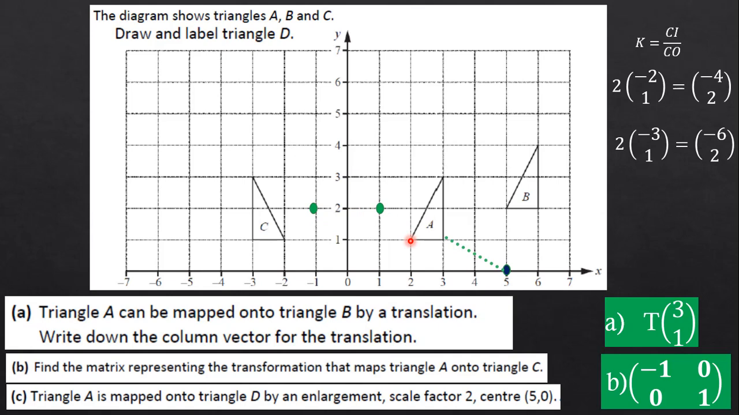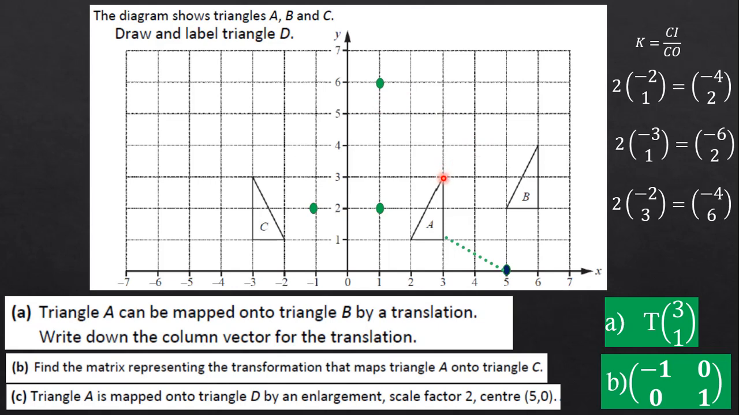Now we are left with the third one and see the distance. 1, 2, negative 2 in x direction, 1, 2, 3, positive 3 in the y direction. If it is multiplied with the scale factor of 2, we are going to get minus 4, 6. Negative 4 in x direction, 1, 2, 3, 4, 5 and 6 in the y direction. So this is the image of the third vertex of the triangle A.